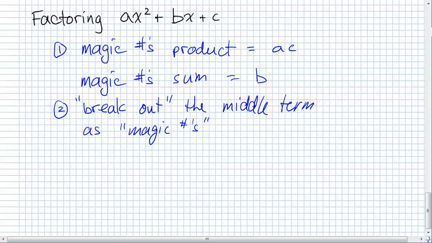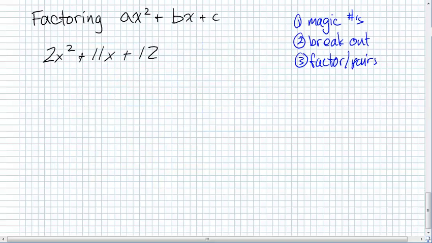Okay, so let's do one here, and you can see how this actually works, and hopefully it should look familiar to the previous lesson. So here is an example. Let's follow those 3 steps. Start by finding our magic numbers. The magic numbers are going to have a product of 24, because that's 2 times 12, which means they're going to add to 11. So can you think of those numbers that multiply to give 24 and add to give 11?